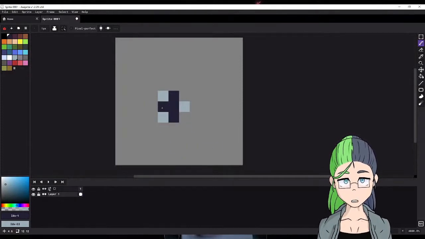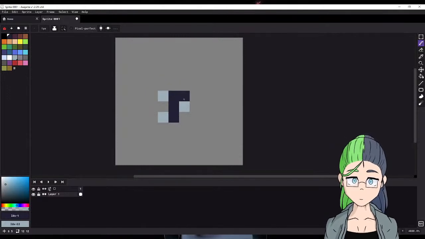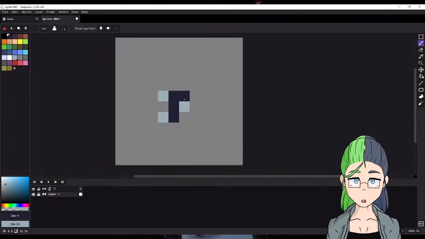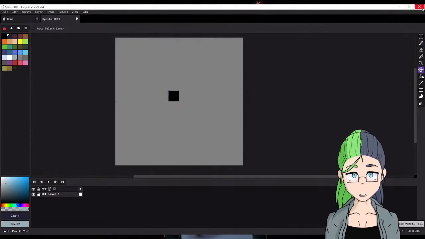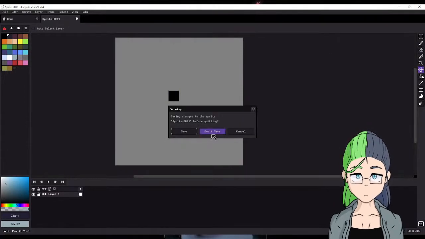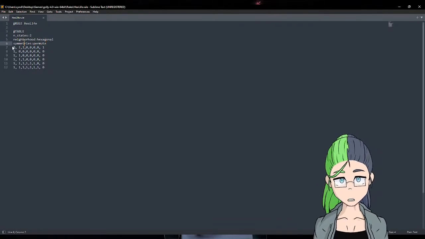This one has 1, 2, 3, 4 neighbors, so it doesn't come to life. This one right here does come to life. I think I'm doing this wrong, but I think the idea has been made. The point has been made. And then the symmetries right here are the symmetries of each of the rules defined right here.